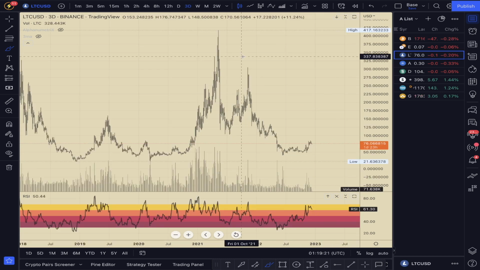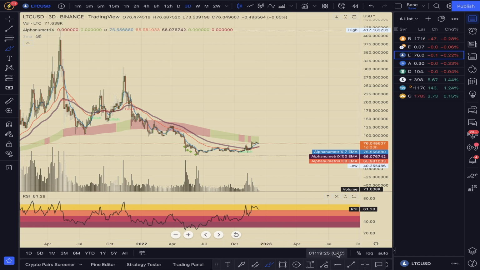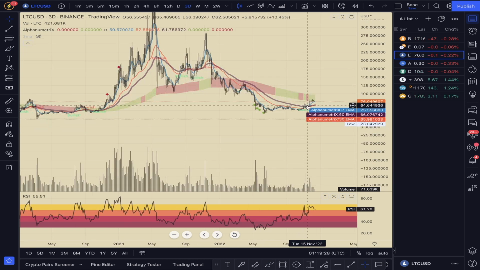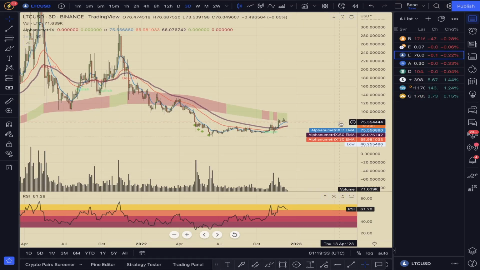Taking a look at Litecoin. We'll turn alphanumerics back on for Litecoin. Litecoin, not terrible, honestly. The EMAs are flipping into bullish alignment. We do have a green wave here on alphanumerics showing that the bulls are in control. It's probably just a FOMO rally, a bear market rally, a narrative-driven rally. It's not fundamentally driven. But hey, a rally is a rally. So I would be looking for a retest somewhere around the $60 to $65 level.